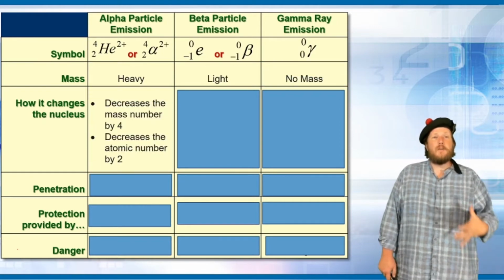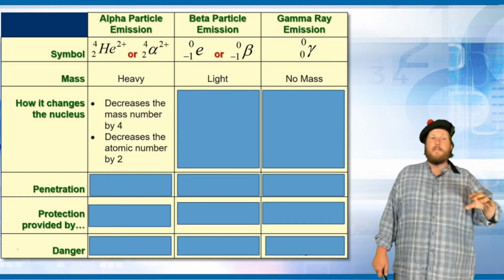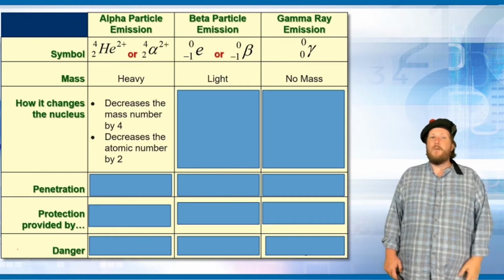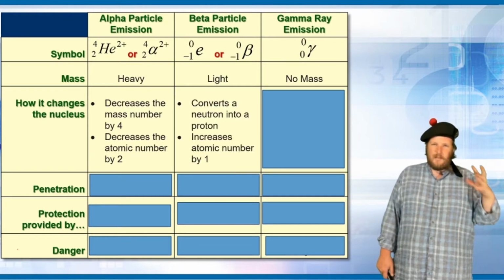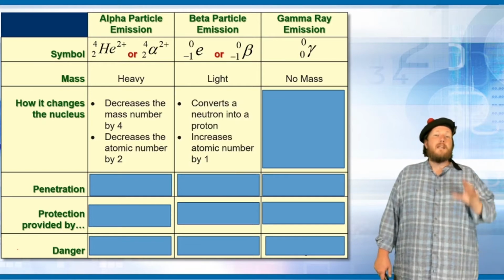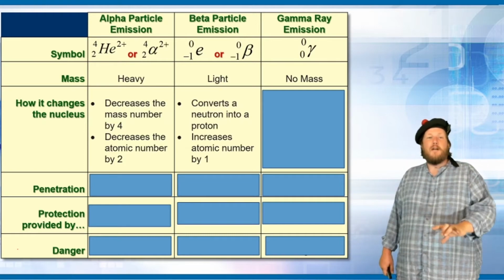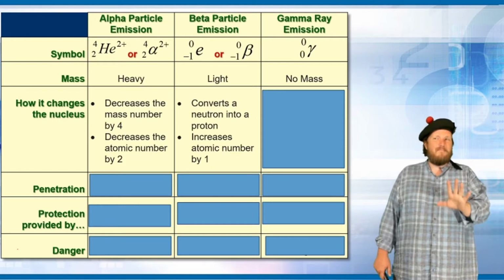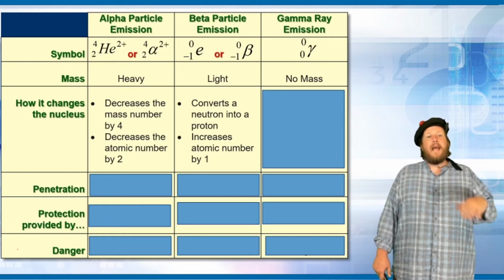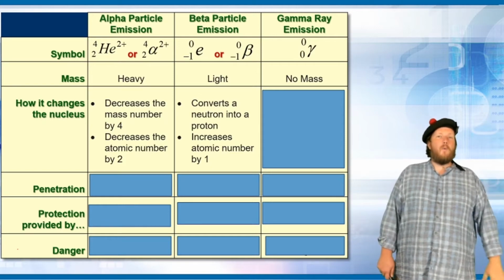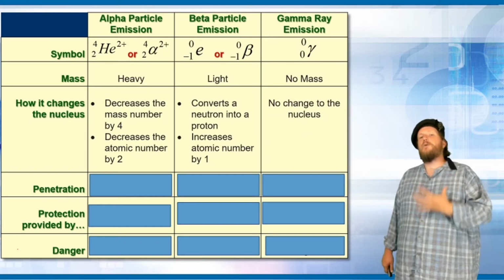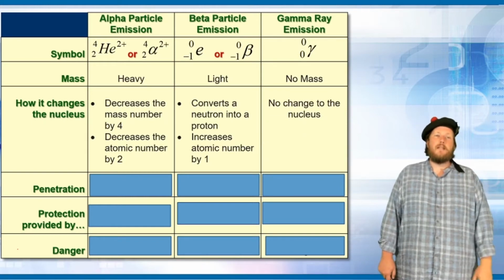It changes the nucleus, so the alpha particle decreases the mass number by 4 and decreases the atomic number by 2. Beta particle is the one that always messes people up, because it converts a neutron into a proton, so it doesn't change the mass number. The mass number is still the same, and it increases the atomic number by 1. Gamma radiation doesn't change the nucleus, but it usually occurs when something else is changing the nucleus.